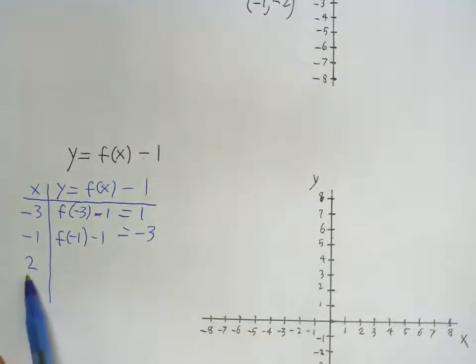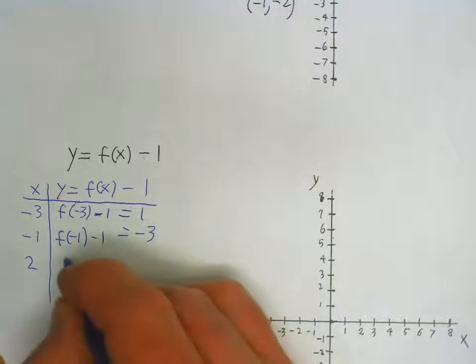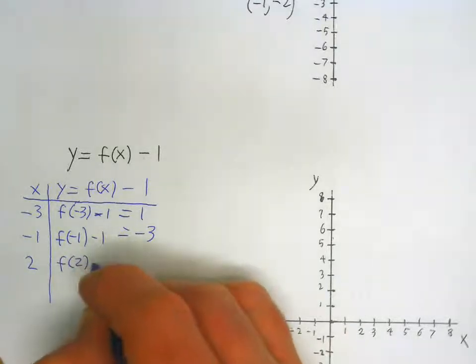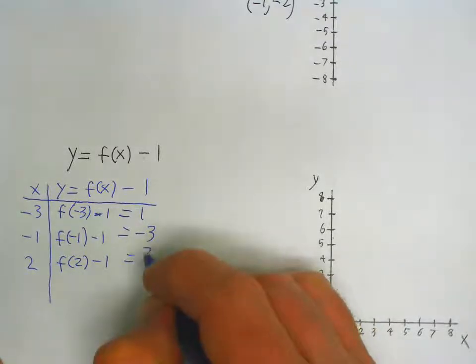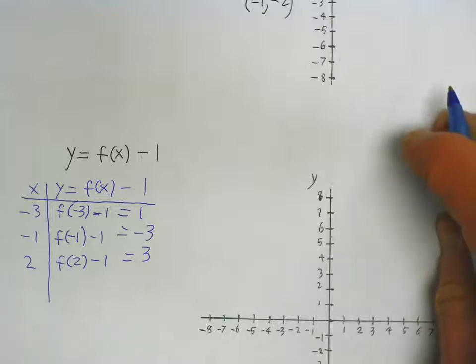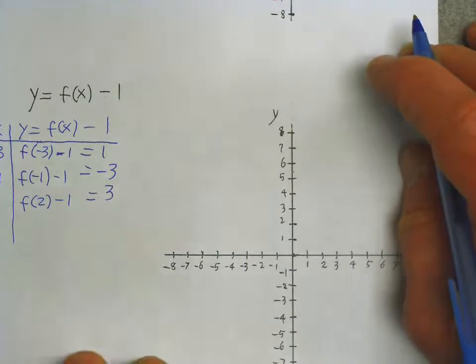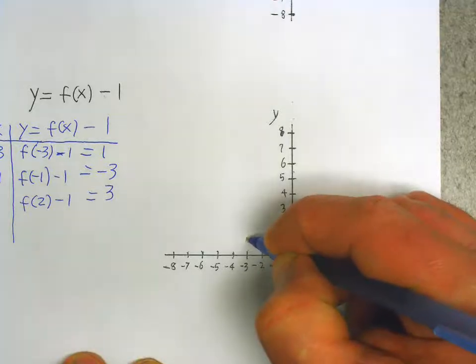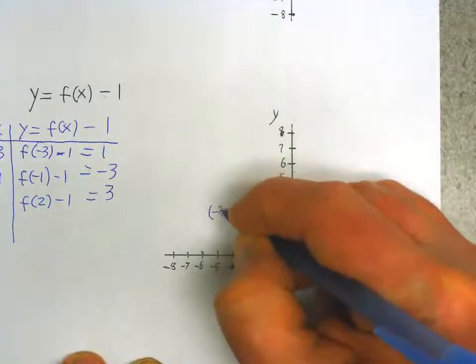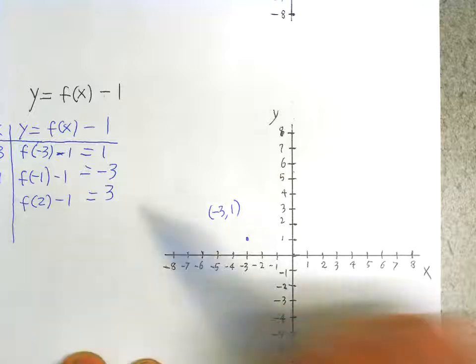And then when x is 2, the y coordinate is f of 2 minus 1. F of 2 is positive 4. 4 minus 1 is 3. Okay, so we'll plot these points, -3, 1. This right here. -1, -3.